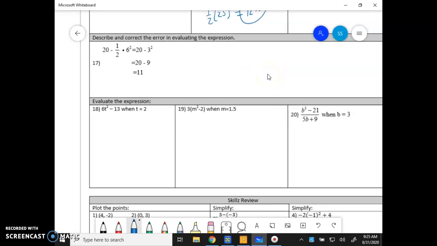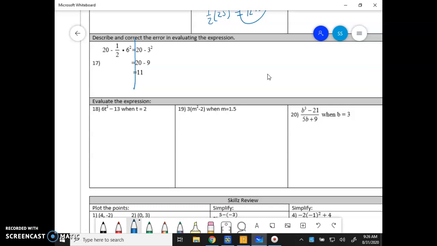All right, let's take a look here. Describe the arrow. So again, remember this, on this side here is the problem, here is how it's solved. All right, so how would I solve this? I would go ahead and do the exponents first. 6 times 6, or 6 squared, is 36. Then I go over here, and I don't see 36. So what did they do?